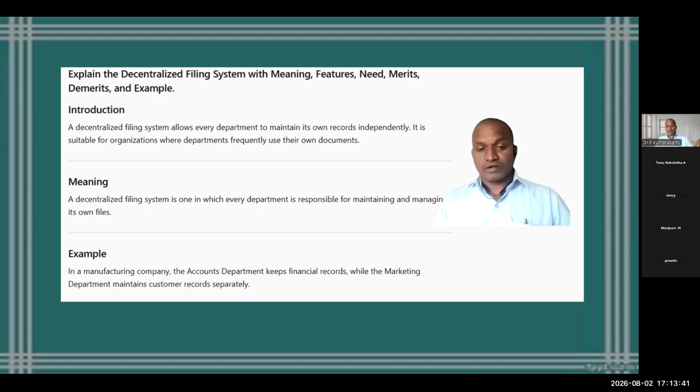Coimbatore department, Coimbatore branch would follow the files in Coimbatore itself. Otherwise, if you take a university or a manufacturing company, one company may have different departments in different buildings or different places within the organization. Every department should follow their own records in their own places. That is called a decentralized filing system.